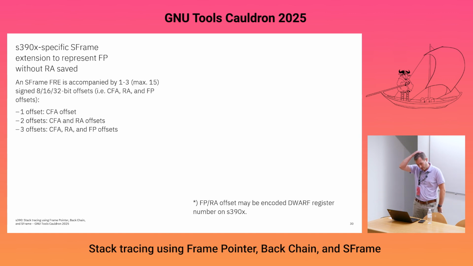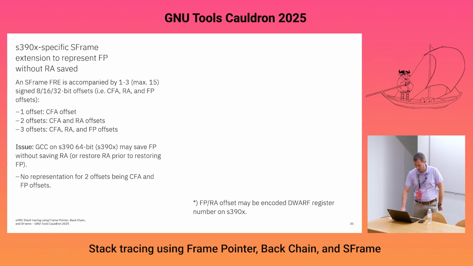So next is this S390X specific SFrame extension to represent the frame pointer without return address saved. Let's have a quick look why this is an issue. The SFrame frame row entries are accompanied by those 1, 2, 3 offsets. And the mapping is as follows. If there is 1 offset, then this is the CFA offset. If there are 2 offsets, it's the CFA and the return address offsets. And if there are 3 offsets, it's a CFA, return address, and frame pointer offset.